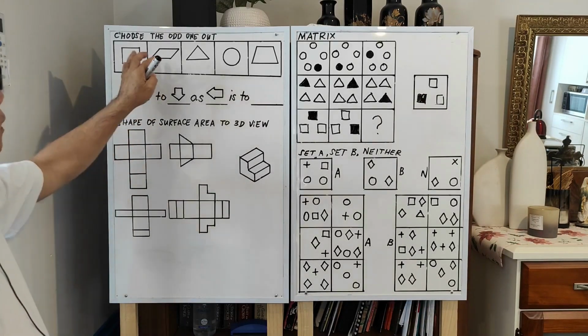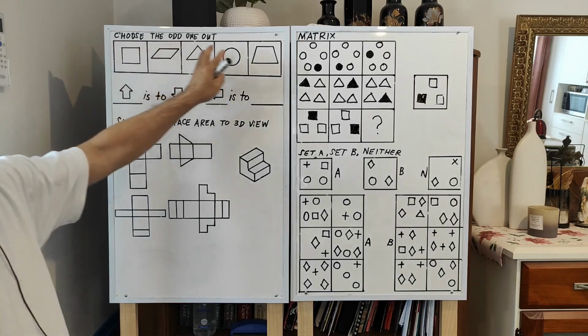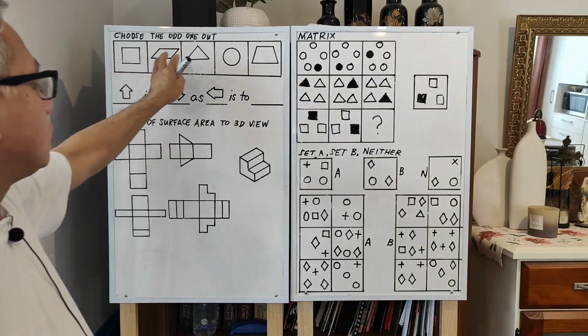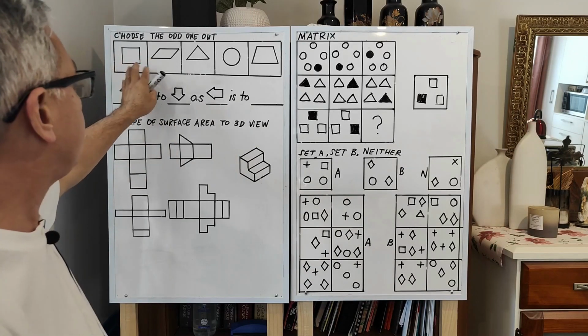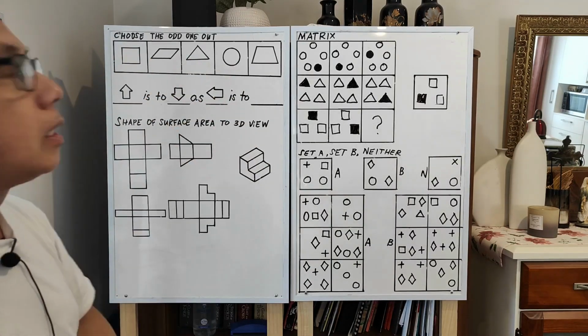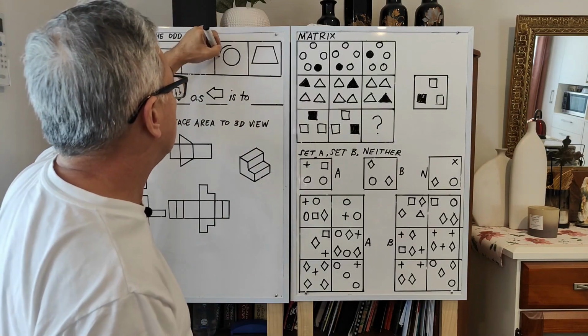For the next example, choose the odd one out. So you just need to check which one is different. If you will notice, all of them have a straight edge except for this one. So this is the odd one out.